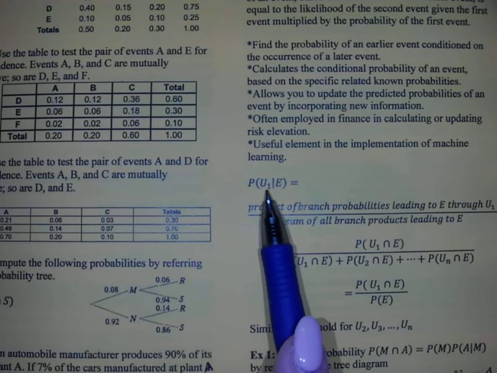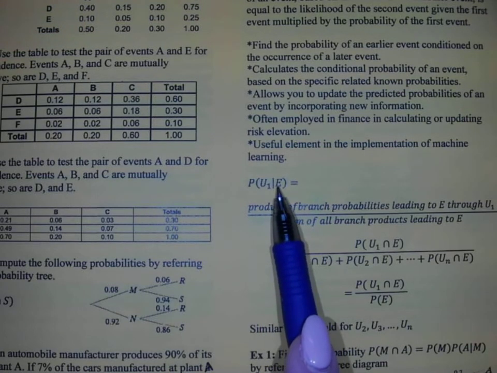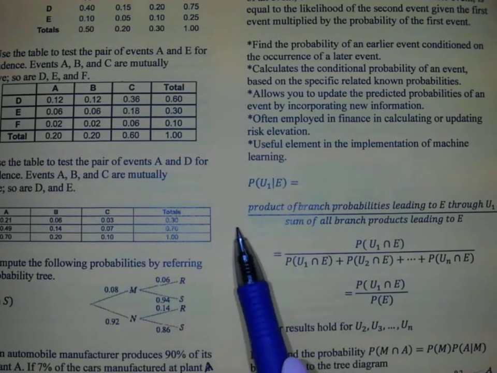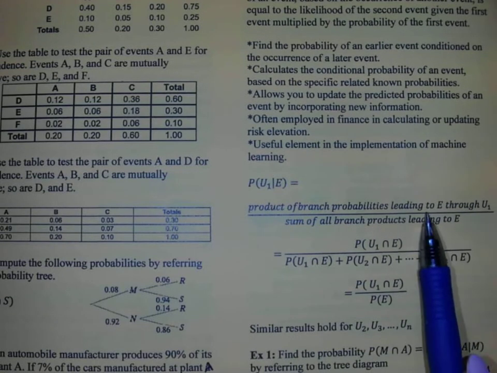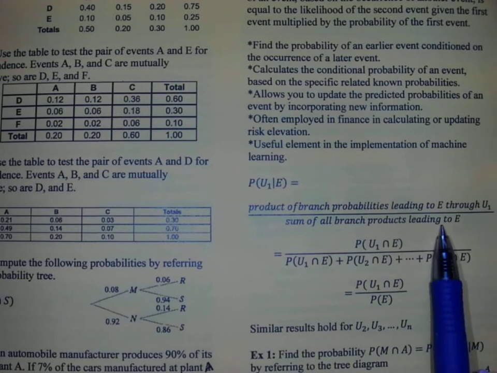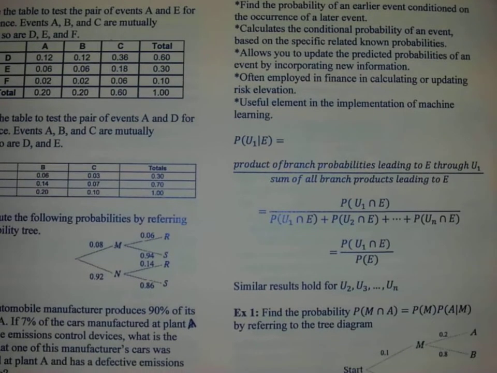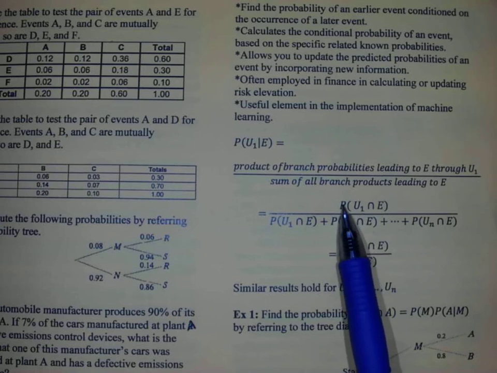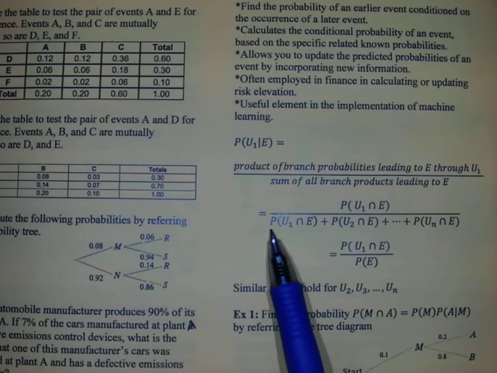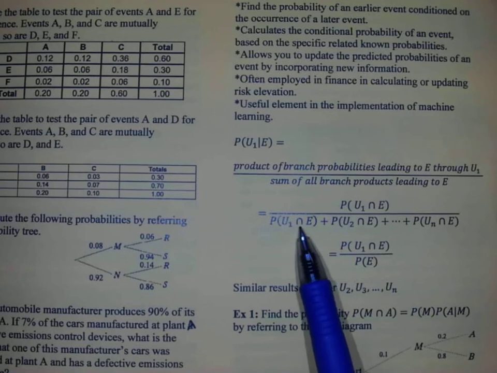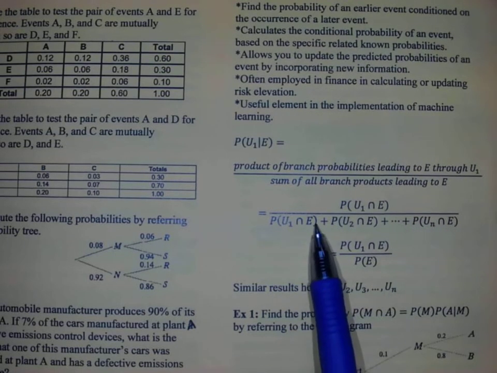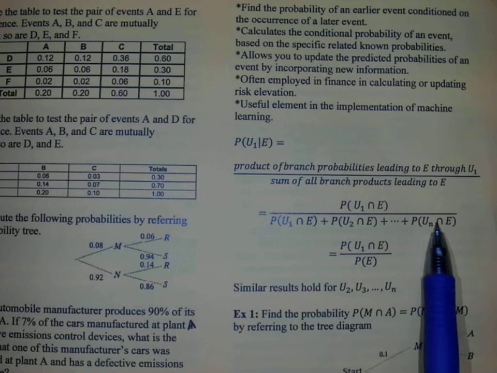We have P of U sub 1 given that E occurred. So that's the probability of U sub 1 given that E occurred equals the product of the branch probabilities leading to E through U sub 1 divided by the sum of all the branch products leading to E. So what does that mean? Well, that means we've got the probability of U sub 1 intersected with E divided by the probability of all of the intersections that will get you to E. So you might have 1, you might have 2, you might have 3, 4, 5 intersections.